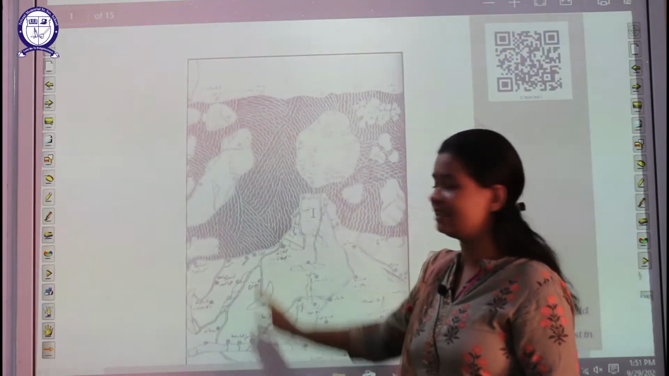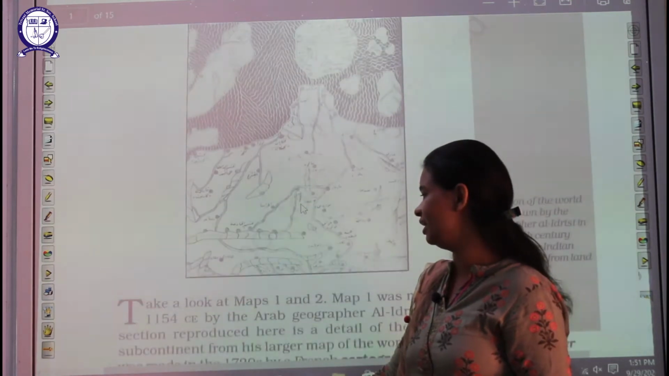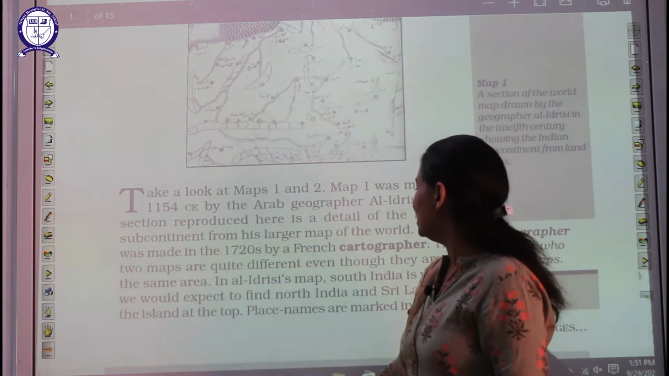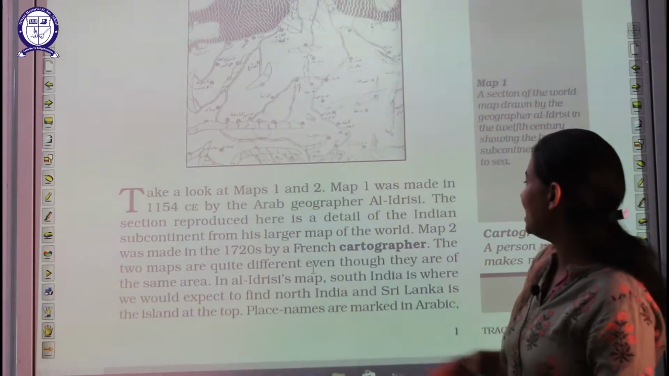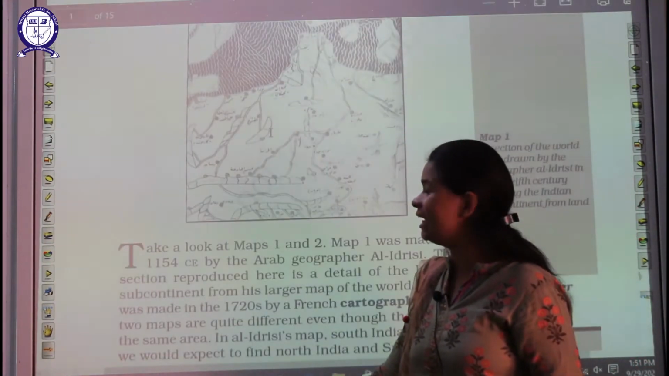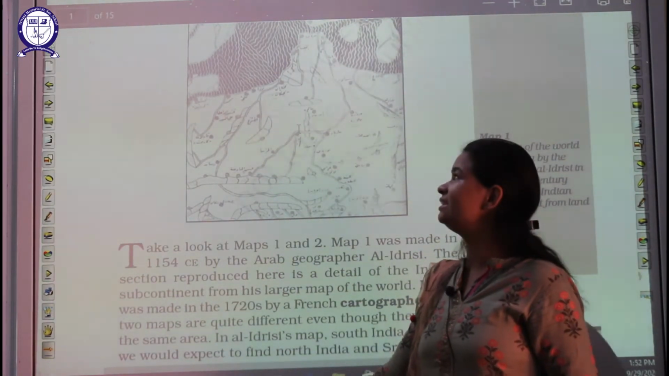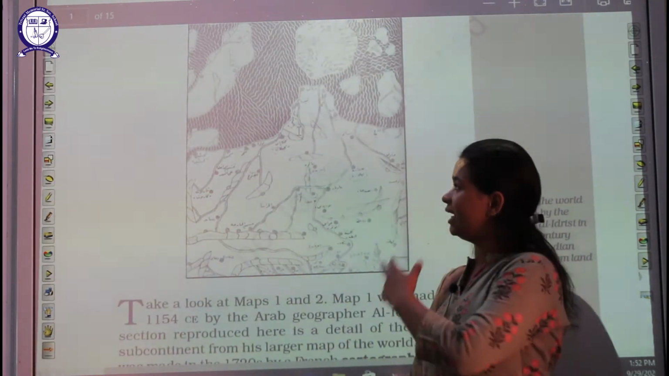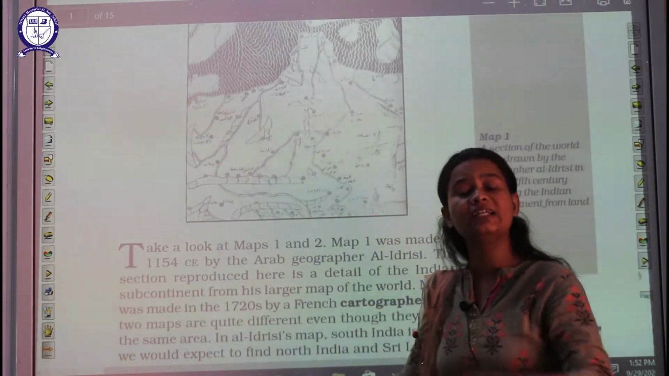Firstly students, you can see here on page number 1, there is an image of a map. Then the question is, who formulated this map? Well, this map was made by one of the great cartographers named Al-Idrisi. This map also contained the image of the subcontinent of India, but this is controversial in nature. If we compare this map with today's map of India, we will find it totally different.